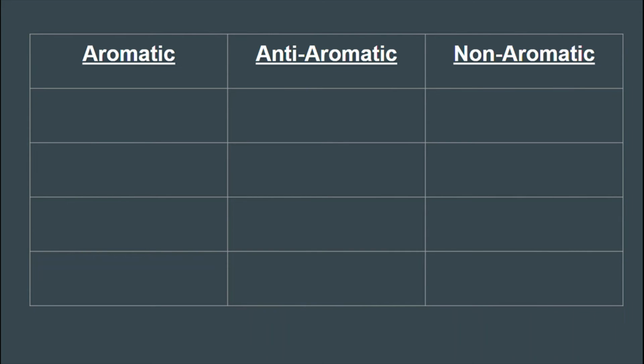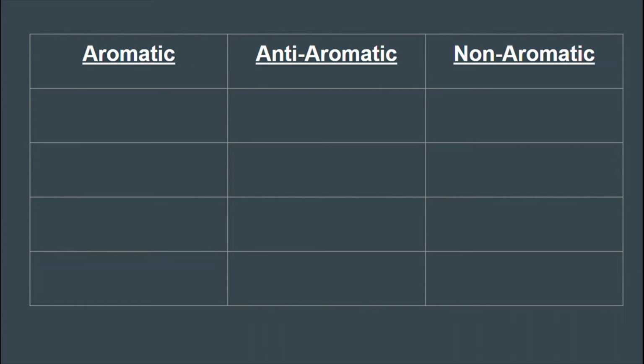So when determining aromaticity, there are 3 main ideas. A molecule can either be aromatic, anti-aromatic, or non-aromatic. Please take some time to fill out what you think the 4 criteria for each category are.